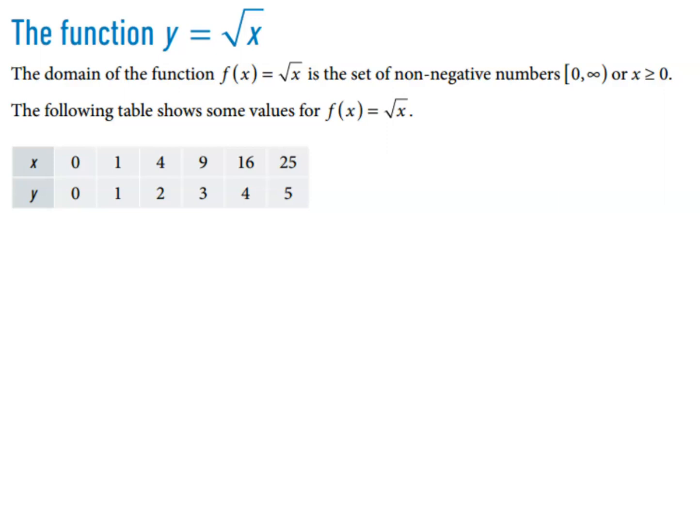So what is the domain of the function f of x equals square root of x? Basically, because x is underneath the square root sign, x can be 0, but it can't be negative. It can be 0 or positive. So therefore the domain of the function is 0 up to positive infinity, or you could also write it as x is greater than or equal to 0. And there's an example of some values for that table. For example, when x is 25, the square root of 25 is 5.